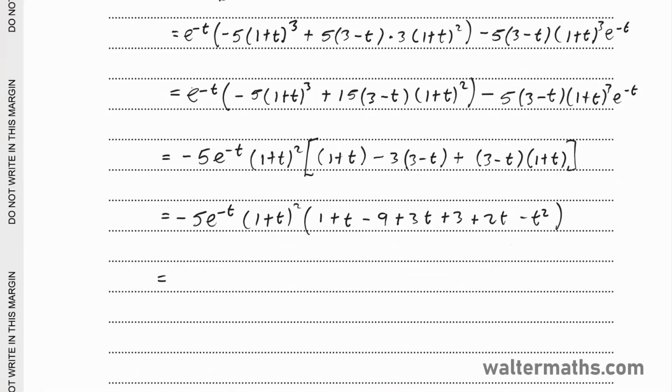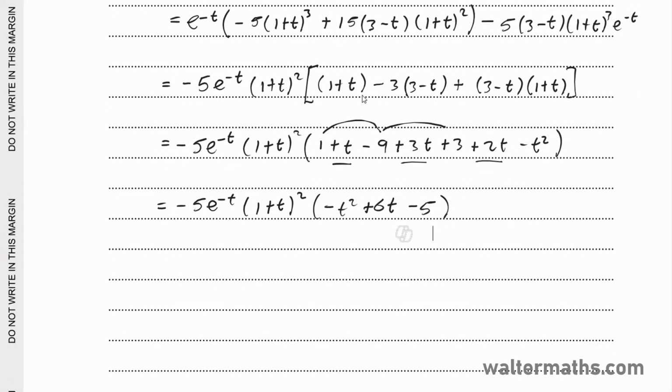So we basically have minus 5e to the negative t of 1 plus t squared. And here we've got minus t squared. And for the terms in t, we have t, 3t, and 2t. And that gives us 6t. So we have 6t here. And for the other terms, we have 1 minus 9, which is minus 8, and plus 3, that will give us minus 5, basically. So that's what we'll be having.